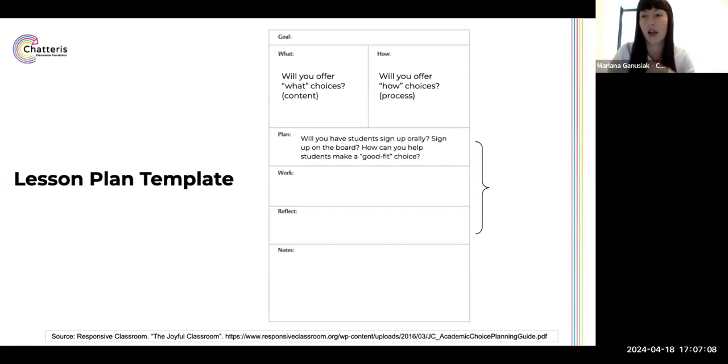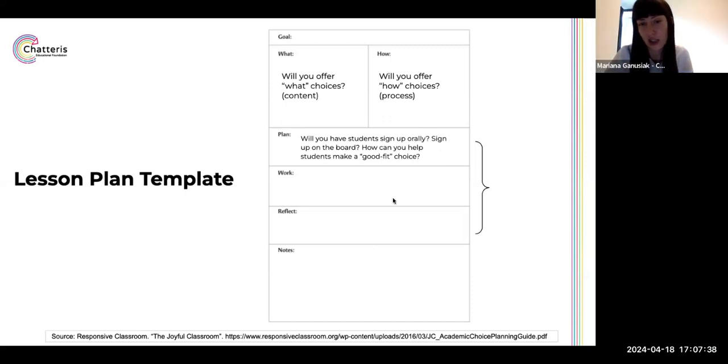So how are you going to be monitoring that? Are you going to be asking them to just sign up orally to tell you what they're working on? Are you going to pass around a sign-up sheet and ask them to tick the boxes, to tick the options that they have selected? Are you going to help students select a good fit choice based on your understanding of their strengths? Or are you going to allow them to learn it by making their own mistakes?